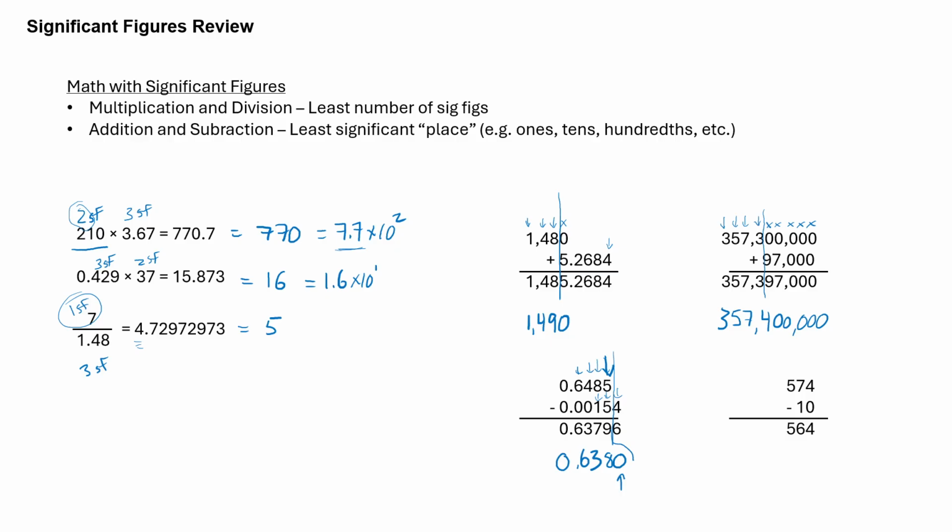Okay, so 0.6380. And now I've got 574 minus 10. Well, that gives me 564, obviously, right? But this 10, the 1 is significant, but the 0 is not. So my ones place is not significant. So again, I've got to line it up and round it and cut it off. So this is going to give me the number 560, where this 0 is not significant, but it's a placeholder. So 560 would be the answer of 574 minus 10.